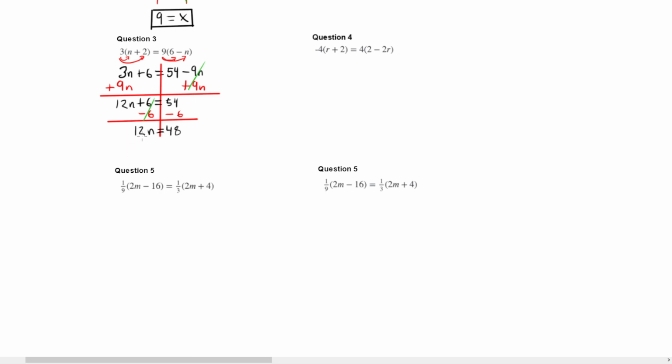And now my last step to get n by itself, I need to remove the 12. The 12 is multiplying the n, so the opposite of multiplication is divide. So I'll divide both sides. That crosses out, and I get n equals 4.